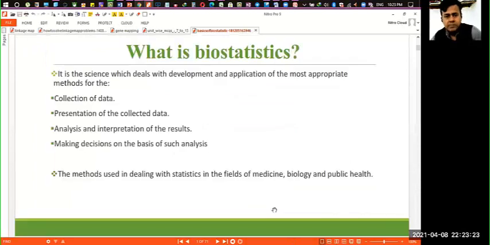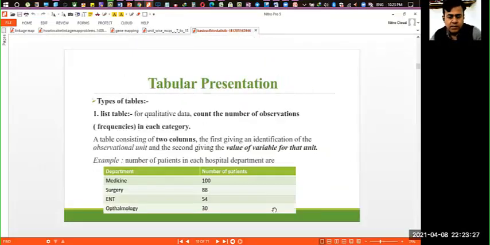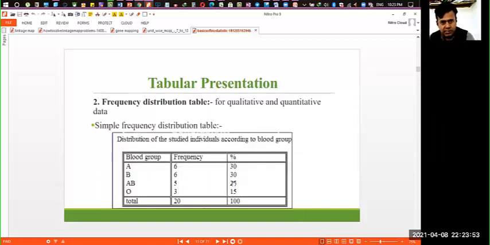Here I have a slide. So this kind of data can be given in the CSIR. For example, number of patients. Then how can you give meaningful data? What is meaningful data? How can you take out the meaning? Medicine 100, surgery 88, ENT 54, ophthalmology. So this is only the data. You have to categorize them.